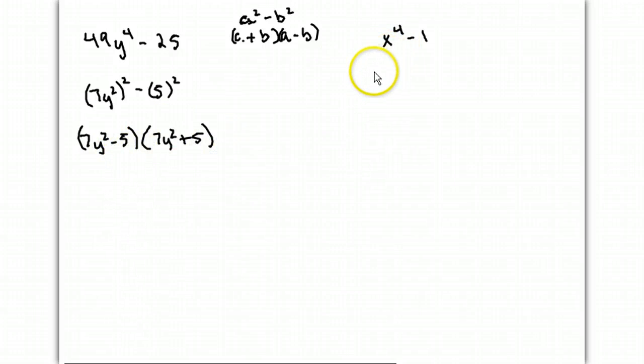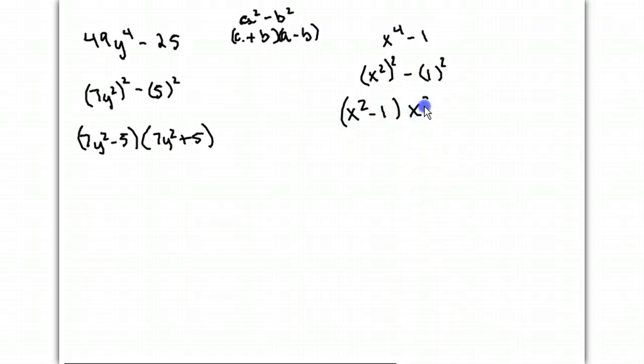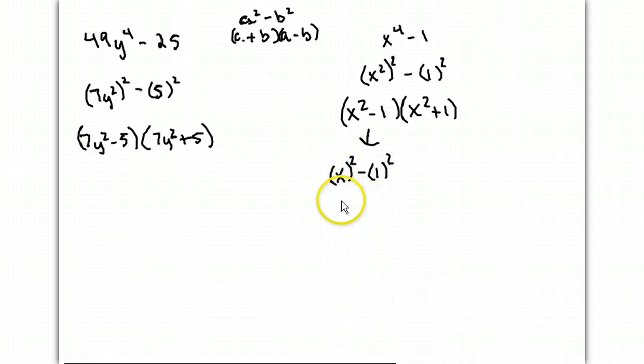Over here, you have (x squared) squared minus 1 squared. So plugging it into the formula, it's going to be x squared minus 1 multiplied times x squared plus 1. Well, you still have another formula because this x squared minus 1 can be factored also. So it's going to be x minus 1 times x plus 1. And then you bring this one down and you're going to have x squared plus 1.